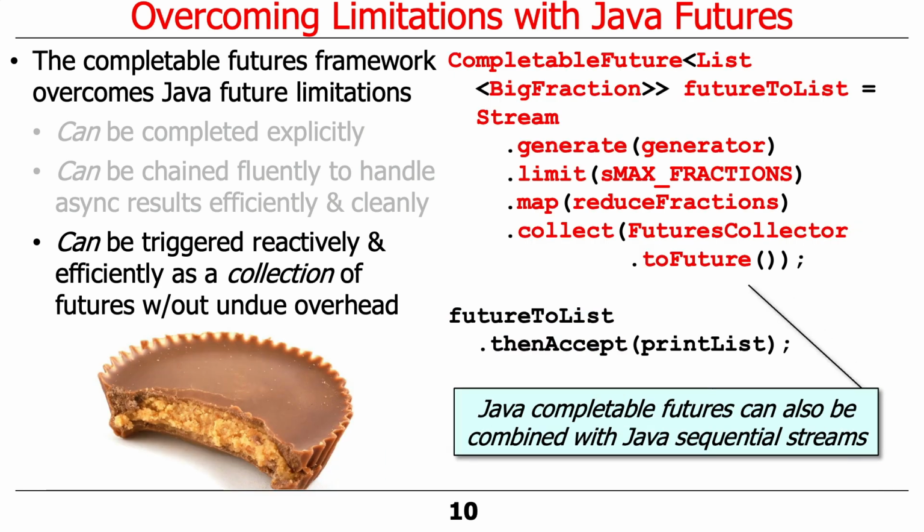You can also combine completable futures and their asynchronous properties with Java sequential streams. So you can get kind of the best of both worlds. It's my metaphor of perfection and balance and harmony, like a peanut butter cup that combines chocolate and peanut butter, which I like. If you don't like it, that's the wrong metaphor for you.